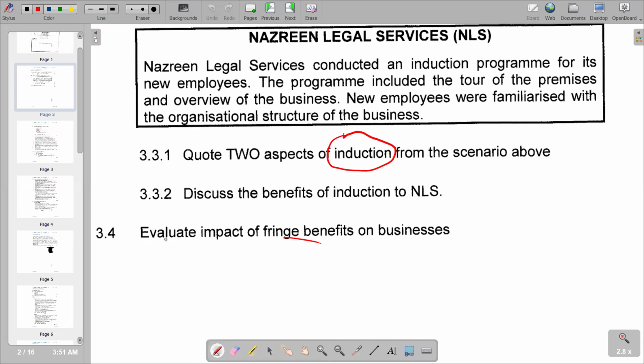So you would see that our question is saying evaluate. So obviously you can come up with advantages and disadvantages of fringe benefits. So basically that's how we're going to evaluate. So we try to go to another section, try to see what we have in terms of advantages and disadvantages in terms of our fringe benefits.